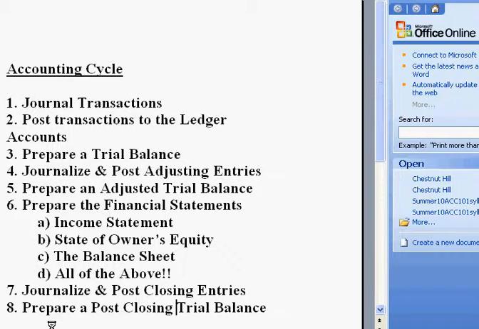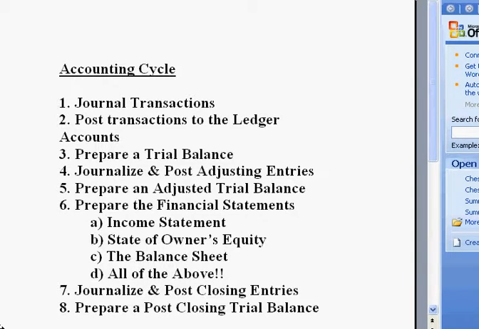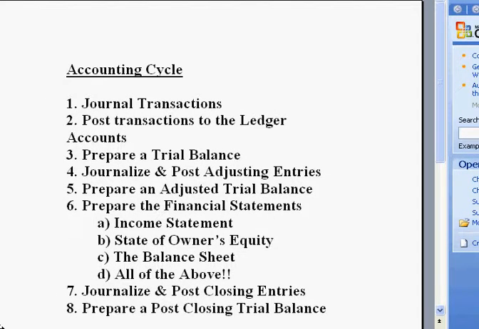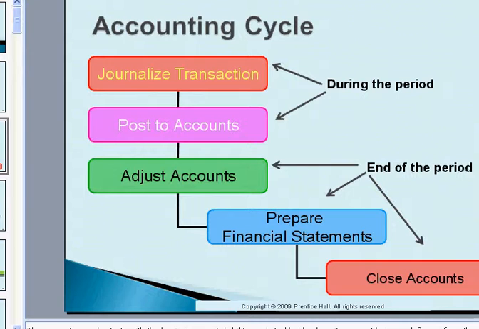The accounting cycle for a small business would be exactly the same as a very large business. So that's what it looks like. Okay?